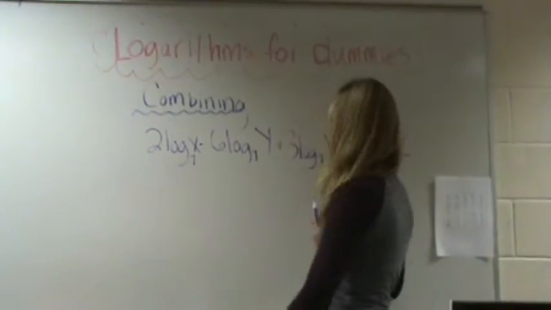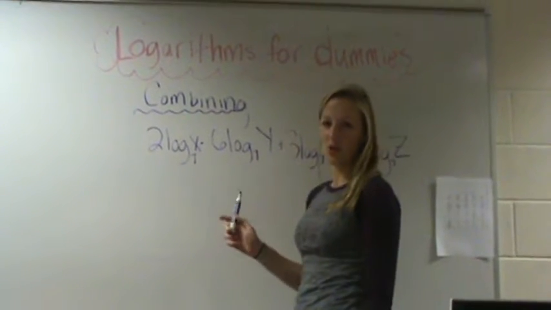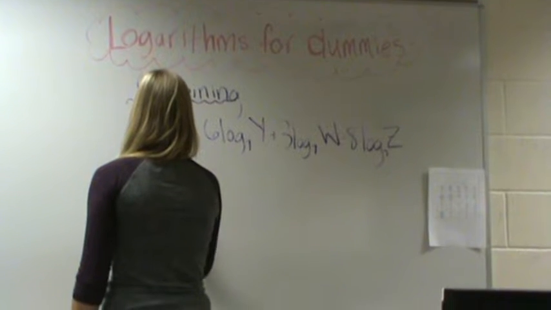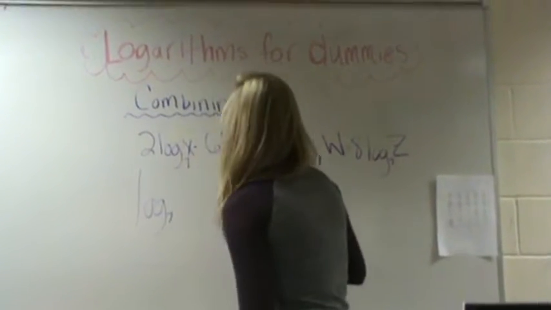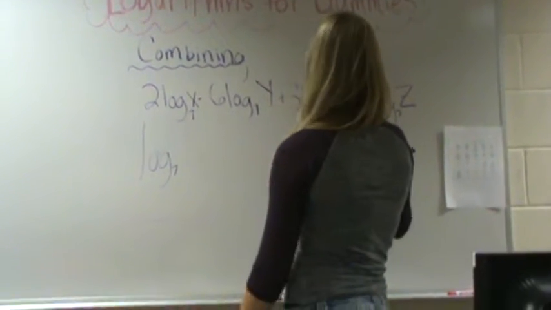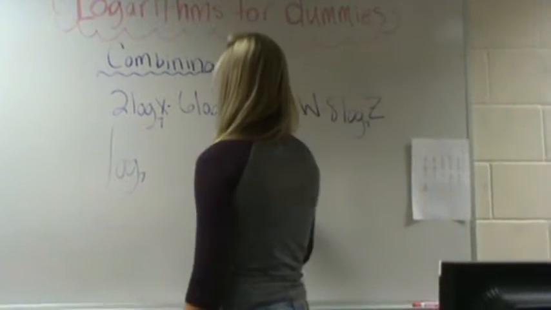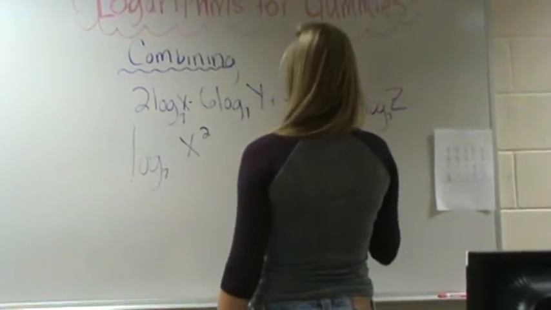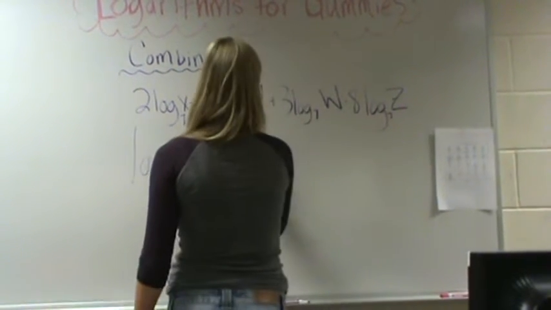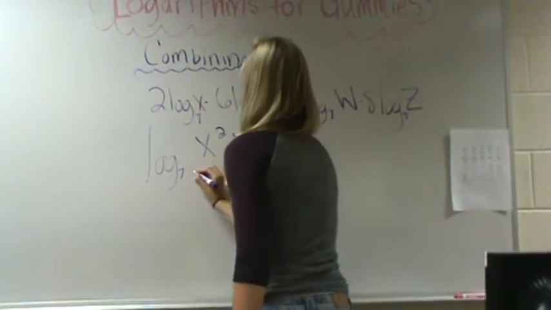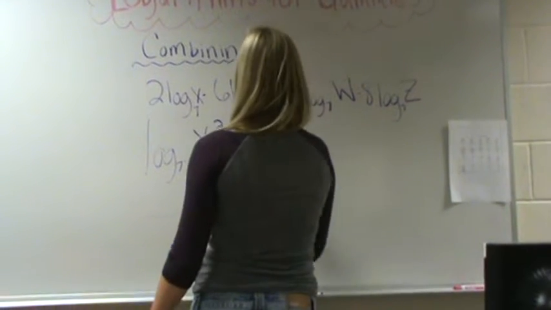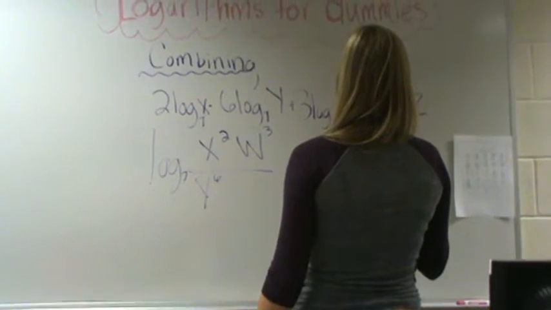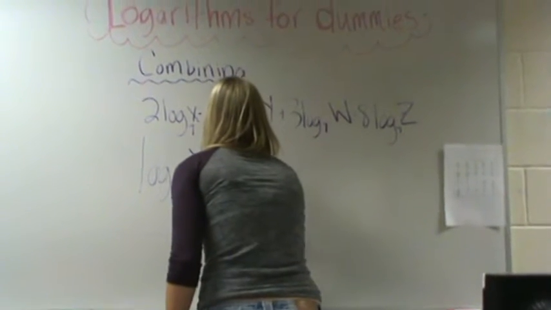And this is just another example of combining logarithms, just a little more complex. So we're going to start off with our base, log of 7. And just to make it easier, do your positive numbers on top first. So it'll be x to the 2 and w to the 3 over y to the 6th and z to the 8th.